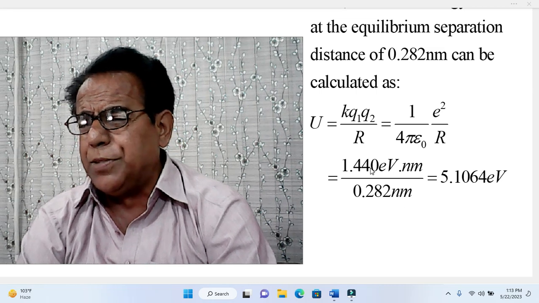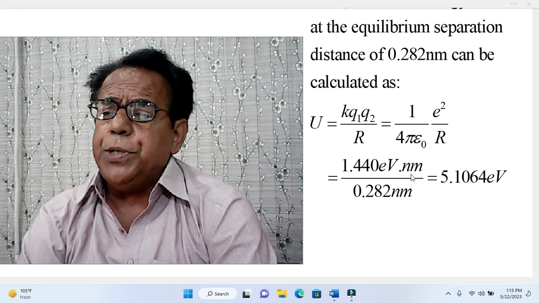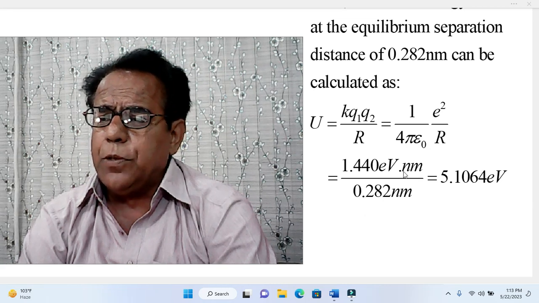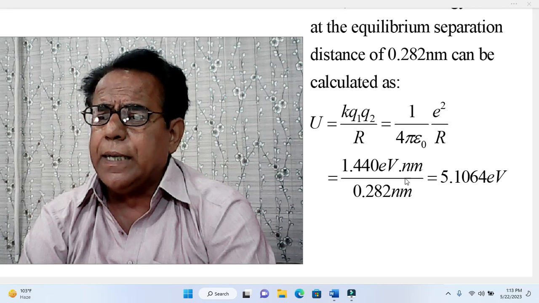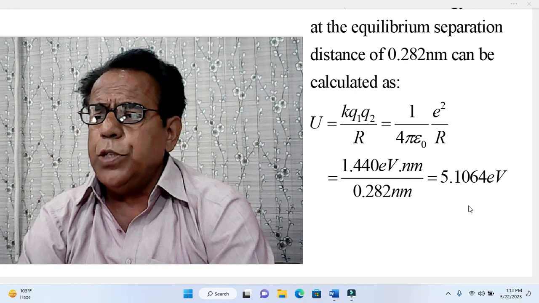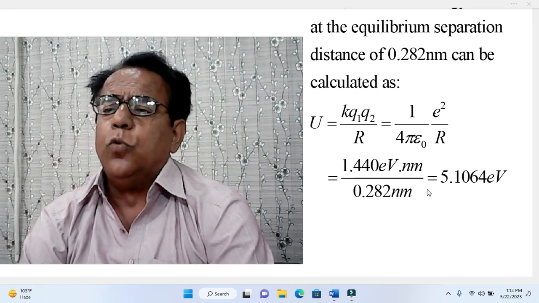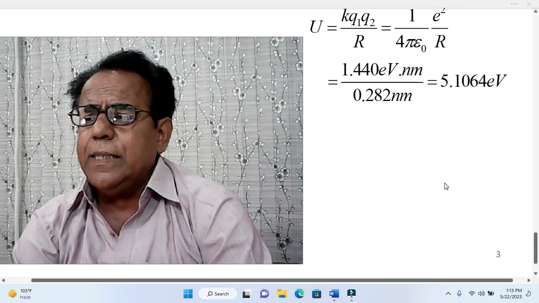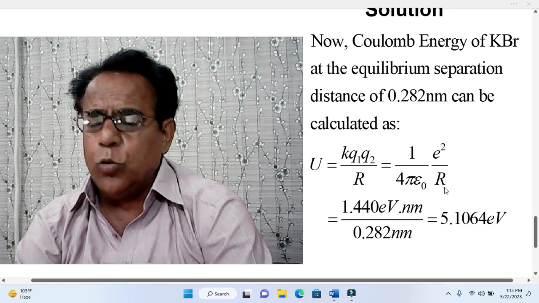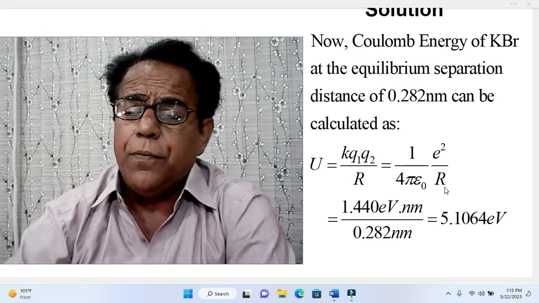So U becomes equal to 1.440 electron volt nanometer divided by 0.282 nanometer. Here nanometer cancels with nanometer, and after simplifying we get U equal to 5.1064 electron volt. And this is the solution of our problem which we had to find out. This is the end of our problem, end of our video.